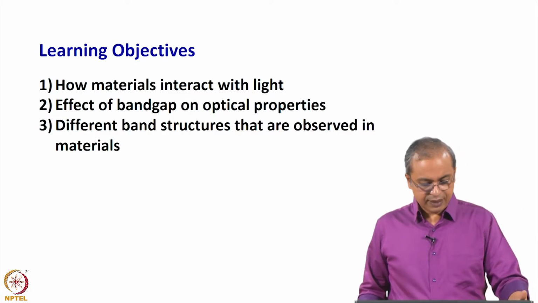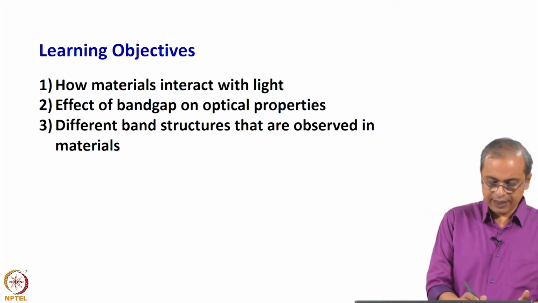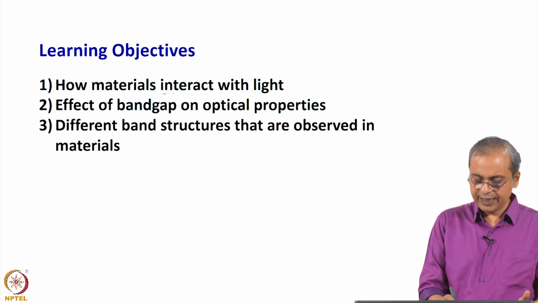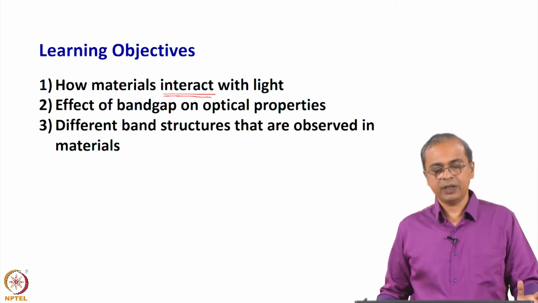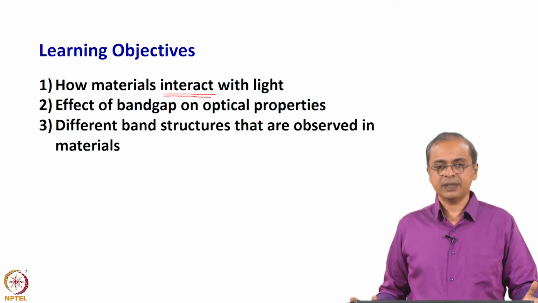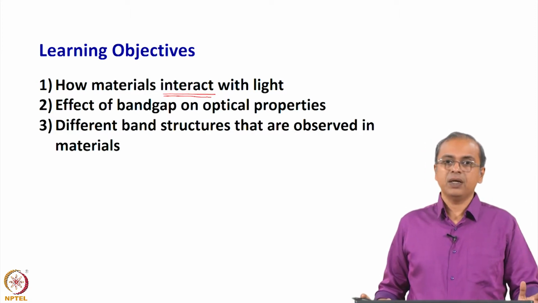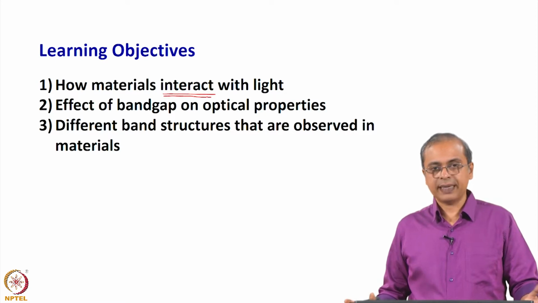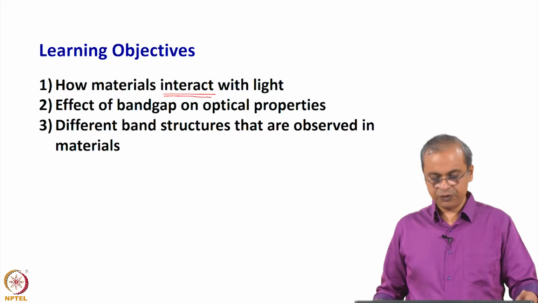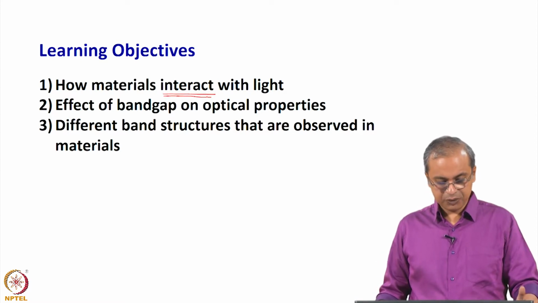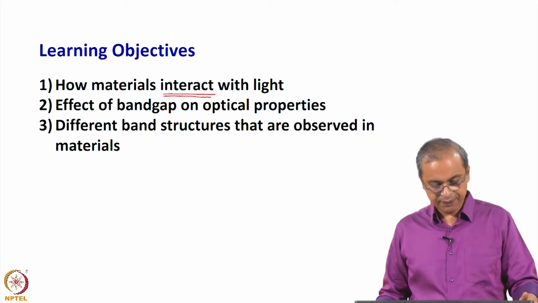So, our learning objectives are, we will first look at how materials interact with light. This is I think a very important thing for us to understand, what is it that is happening when light interacts with matter, and to some degree we may already be aware of it, but for the sake of completeness we will look at how materials interact with light.